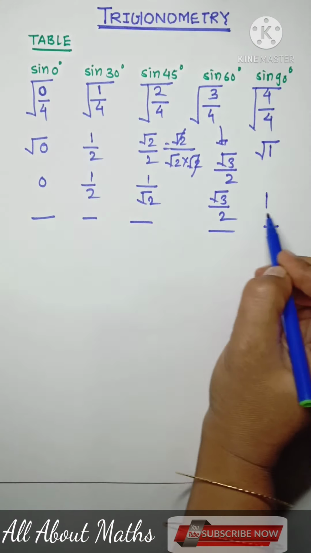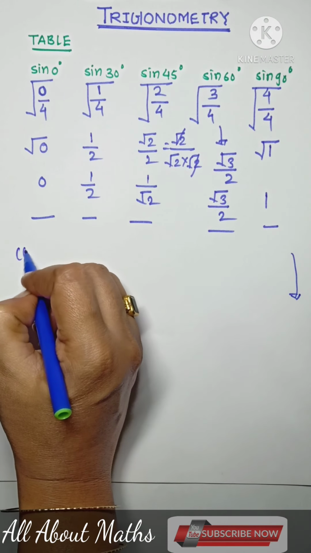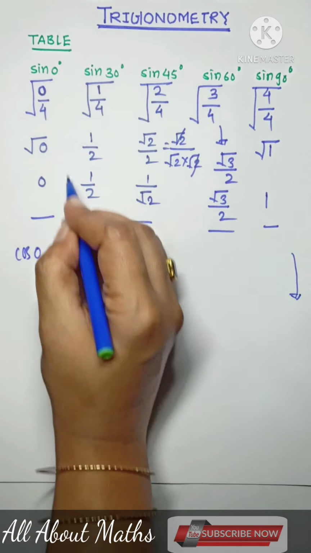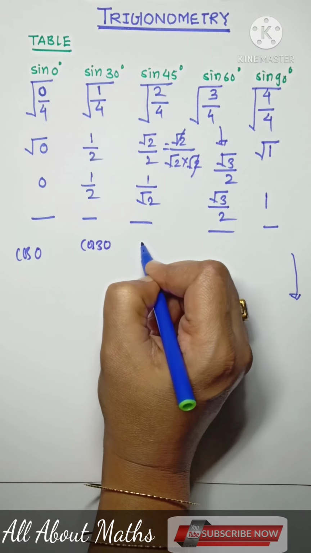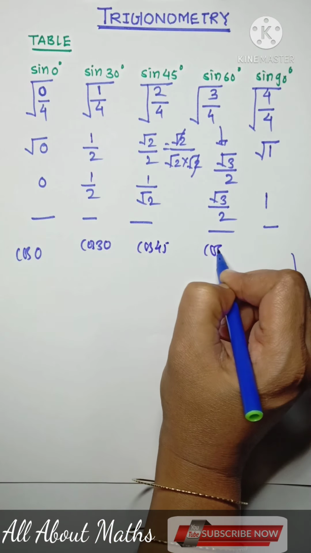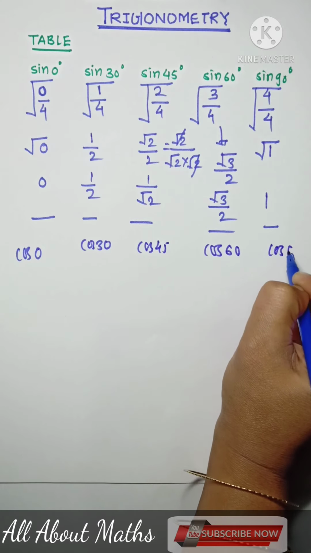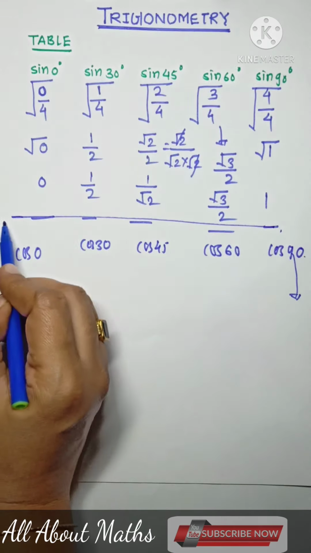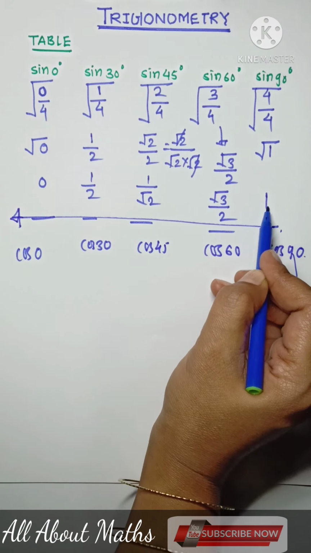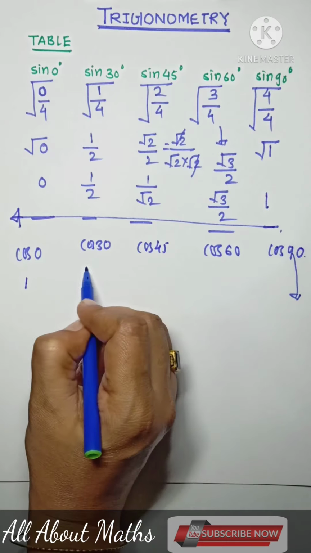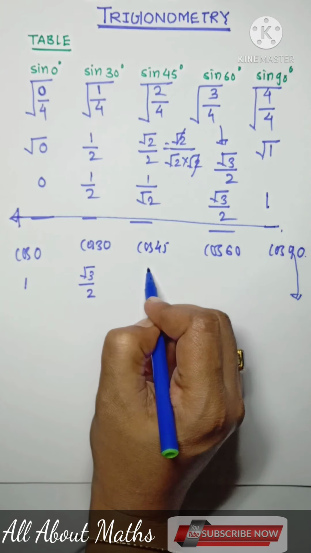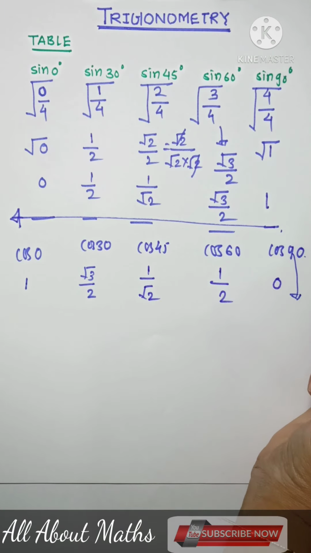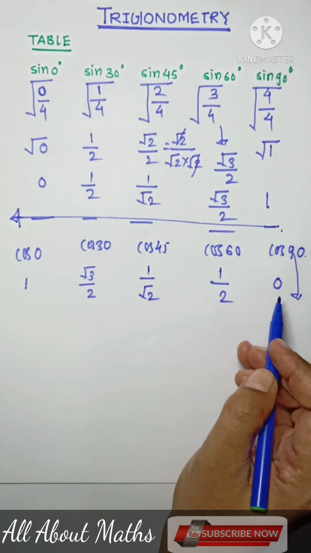So once we get the sine values, then we can find the cos values. What will be the cos values? Cos 0, cos 30, cos 45, cos 60 and cos 90. How do they come? In the exact opposite direction. Just reverse these values. Cos 0 is 1, here √3/2, here 1/√2, here 1/2 and here 0. These are the values of cos.